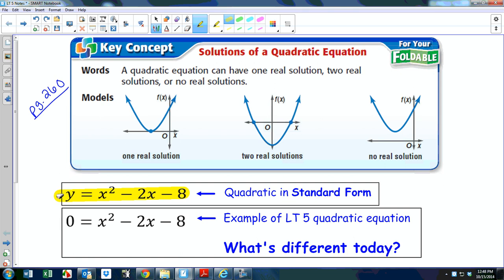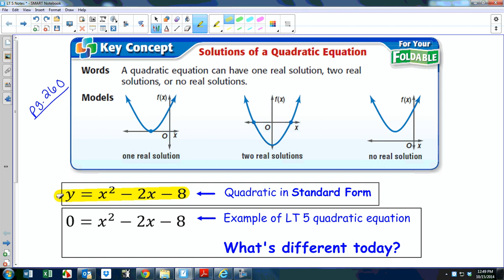What's different? What's the difference from 2 days ago to now? The y is 0, and that's the key to unlocking this whole target. The y is 0. Where do you see y values that are 0 on an xy coordinate plane? Where would you see a y value that's 0? On the x-intercept, on the x-axis.